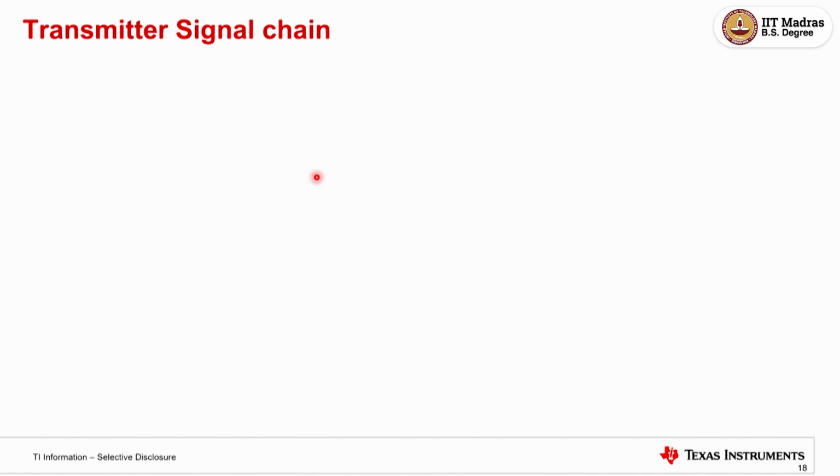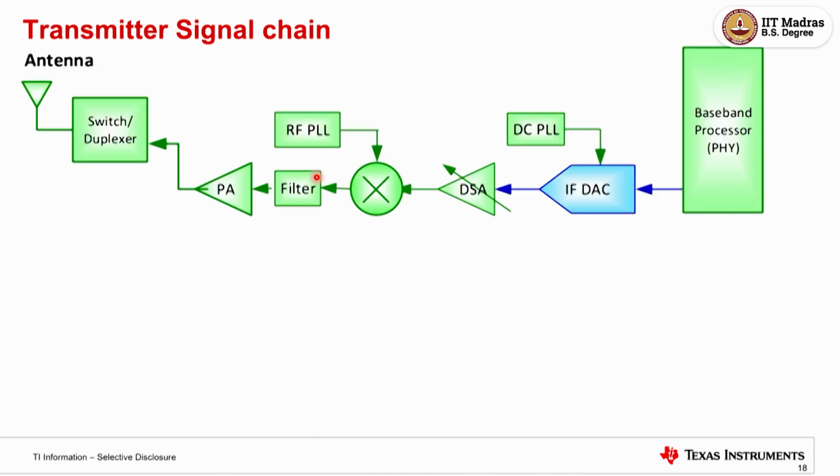Okay, so let's start with the transmitter signal chain. Transmitter signal means you have to transmit information. That's what the transmitter signal chain is. This is the same thing that I have shown on the top. There are different blocks, and we will see what each of the blocks does.